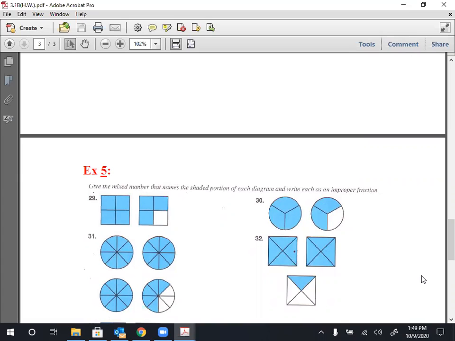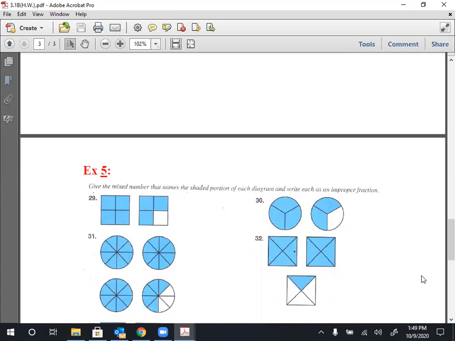Let's do number 30. What are you going to write for number 30? 1 whole and 2/3. 2/3. Very good. Now, what would you do with number 32? 2 wholes. Right. That would just be 2. 2 wholes and a third.